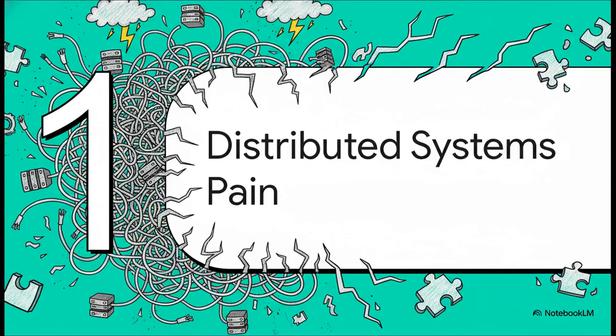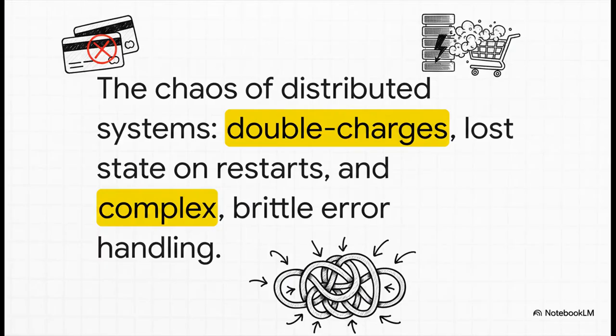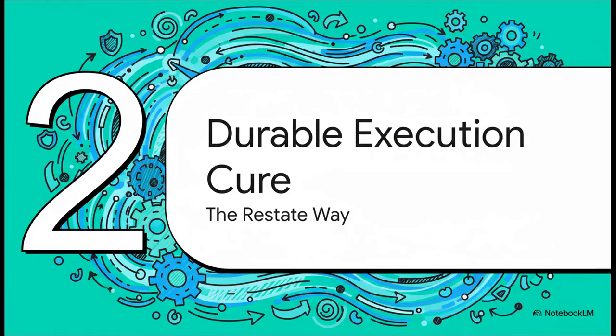But hey, before we get to the solution, you gotta appreciate the problem, right? Why is this stuff so hard to begin with? It all comes down to what I like to call the distributed systems headache. Oh man, we've all been there. A customer gets hit with a double charge because some payment request retried. A user's shopping cart just vanishes into thin air after a server reboot. You end up spending like half your time writing complicated, fragile error handling code instead of the actual feature. It's just a mess.